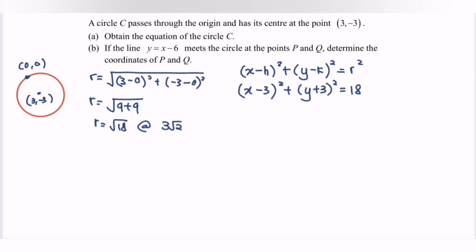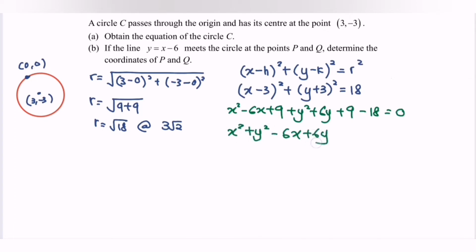Next, if we expand the situation, x squared minus 6x plus 9 plus y squared plus 6y plus 9 minus 18 is equal to 0. So kindly simplify the situation. x squared plus y squared minus 6x plus 6y equals 0. So here we have the general equation of the circle C.